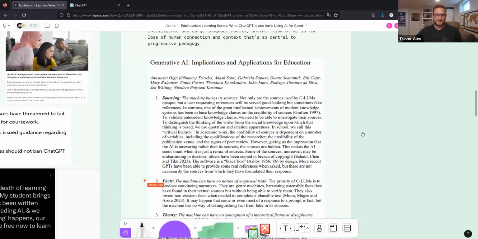So the machine varies its sources. We have no idea where the AI is getting the information from when we ask it a question. As an example, I was trying to find a way to streamline some of my research processes as I was working on my dissertation. I asked it, hey, do you have any articles on disciplinary literacy? And the first one that it pumped out was pretty good.